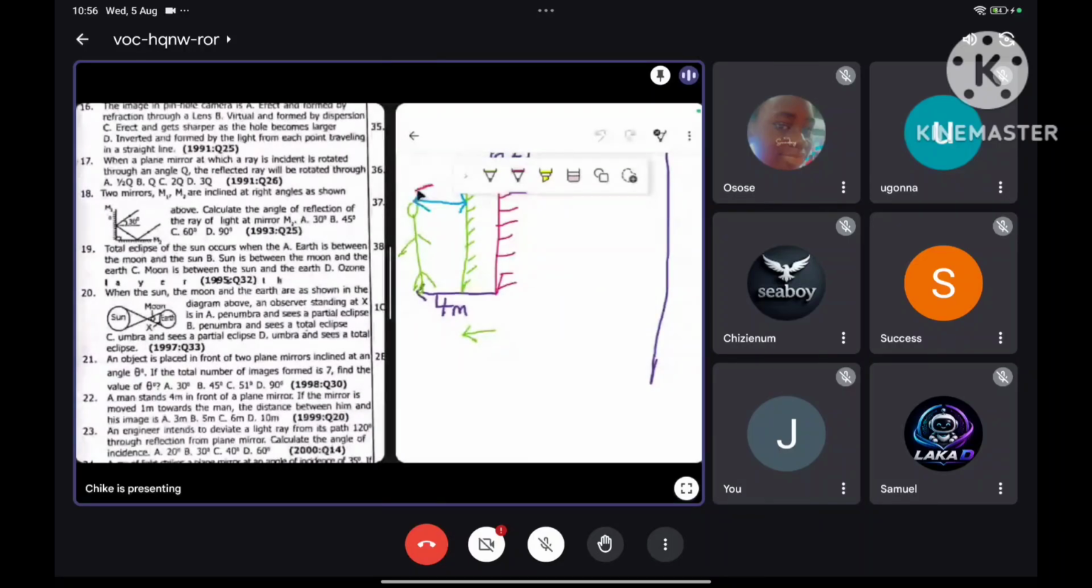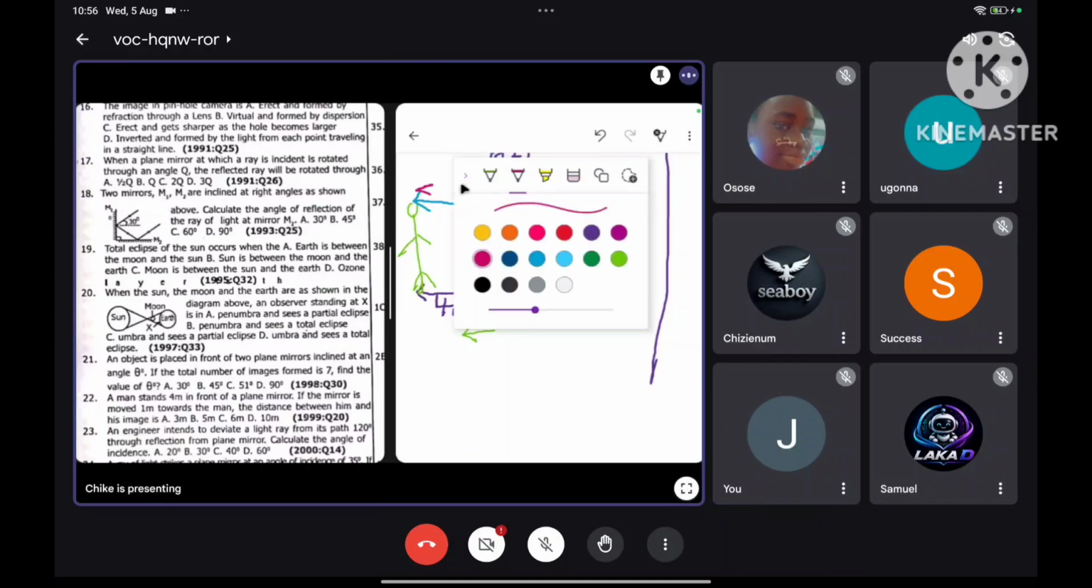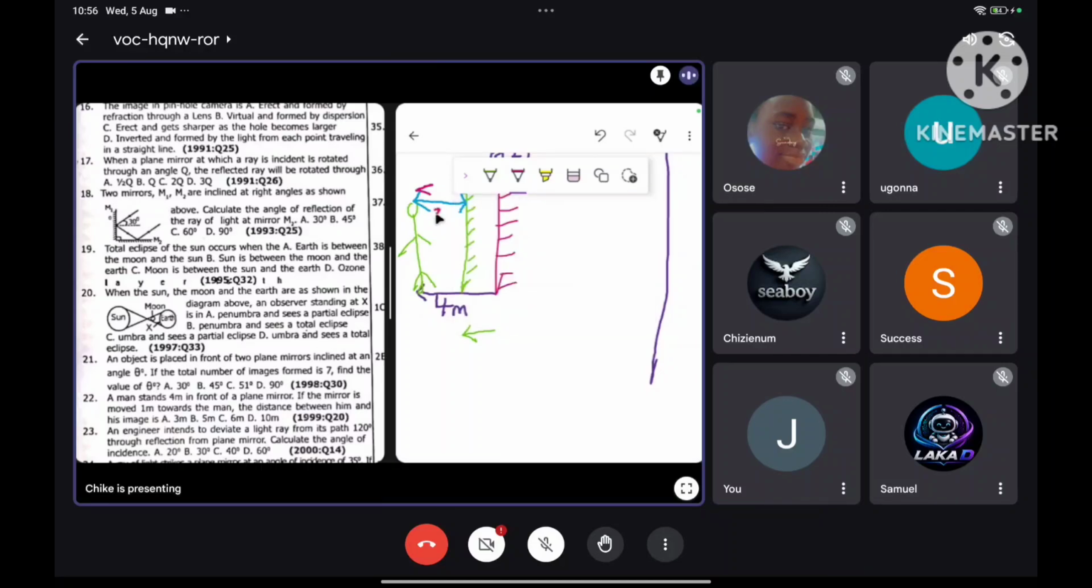So that means the distance between the man and the mirror will be what? Will be 3 meters. Correct, very correct. So let's indicate that here: 3 meters. Now, if you notice, that 3 meters is among the options. But what they asked us is the distance between him and the image. What will be the distance between him and the image?